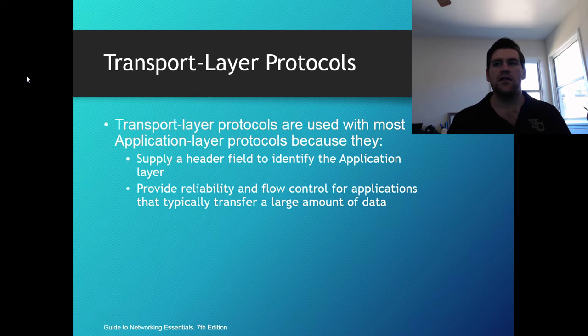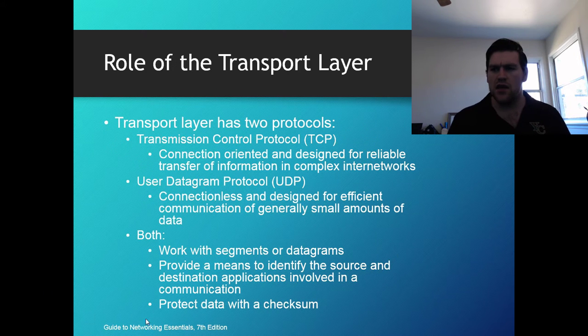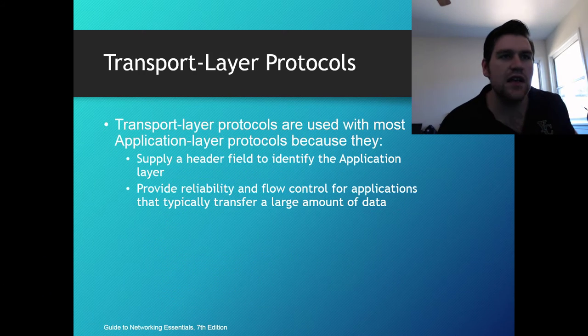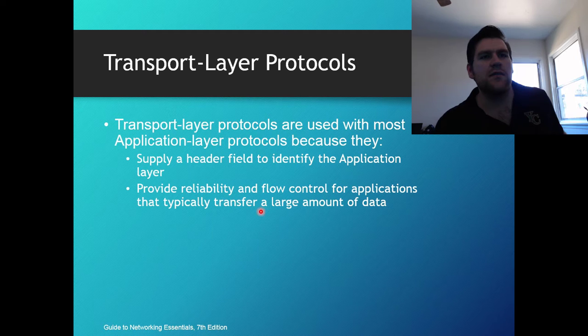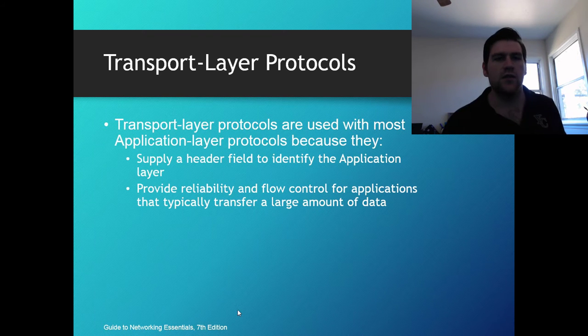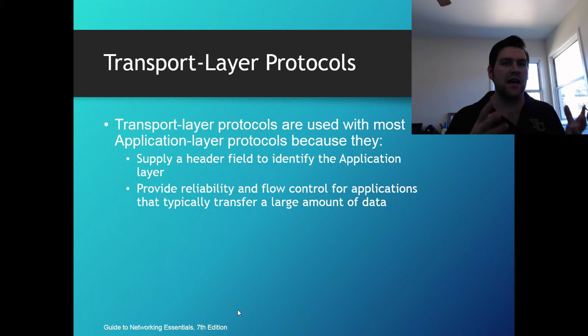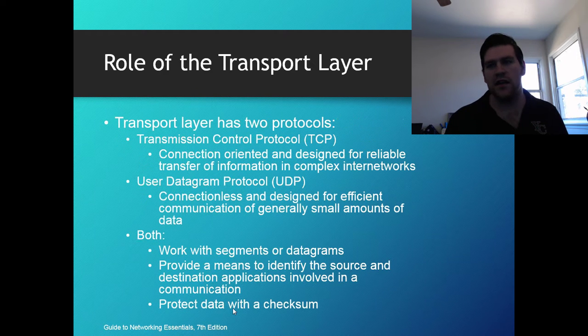So let's look at some protocols. This says to supply a field that identifies the application layer, and to provide reliability and flow control for applications that typically transfer a large amount of data. Flow control and reliability are all about getting data from point A to point B in an effective way with the least amount of errors, and if an error does occur, retransmitting.